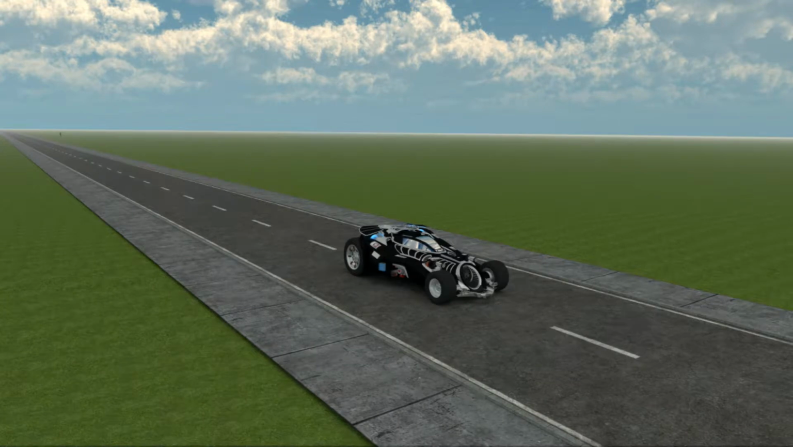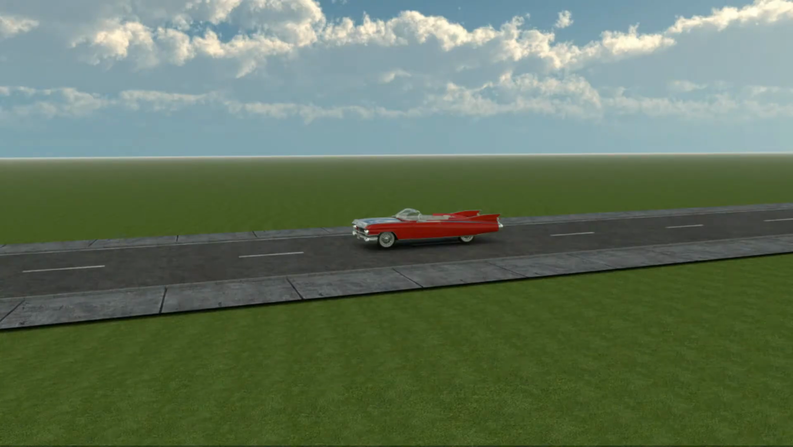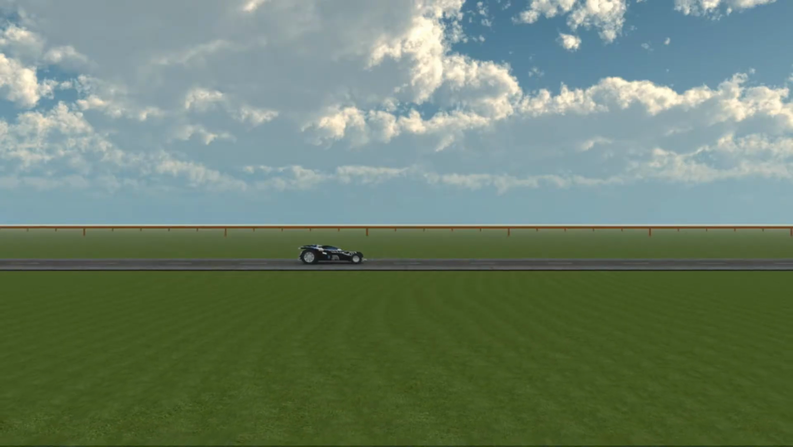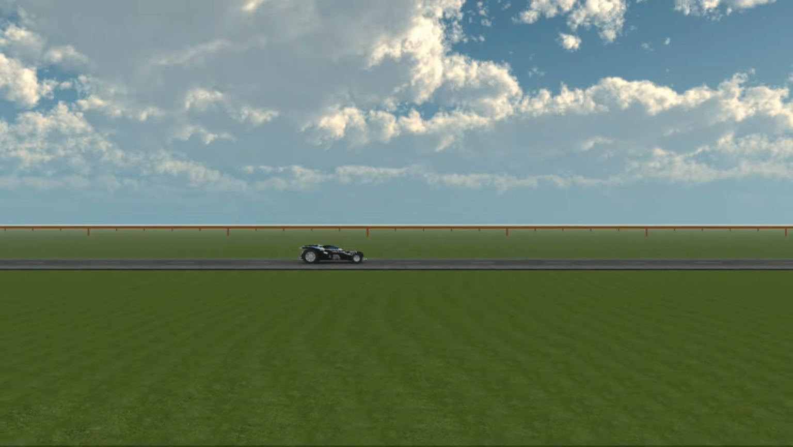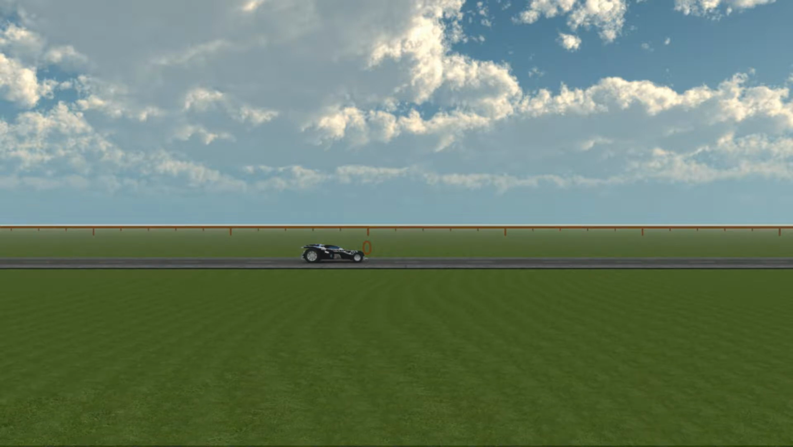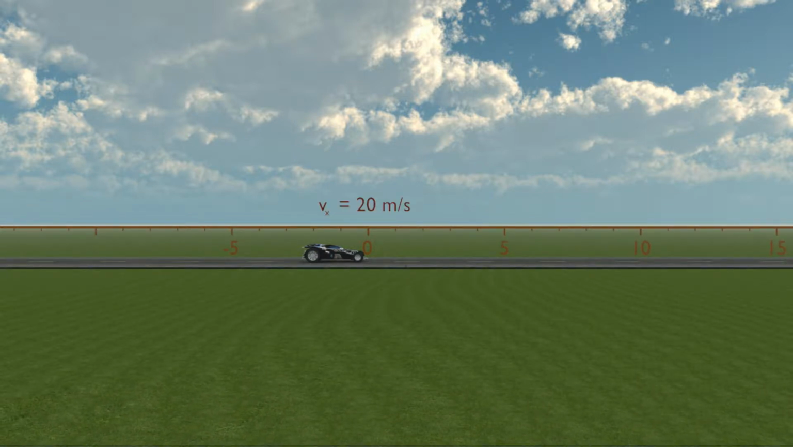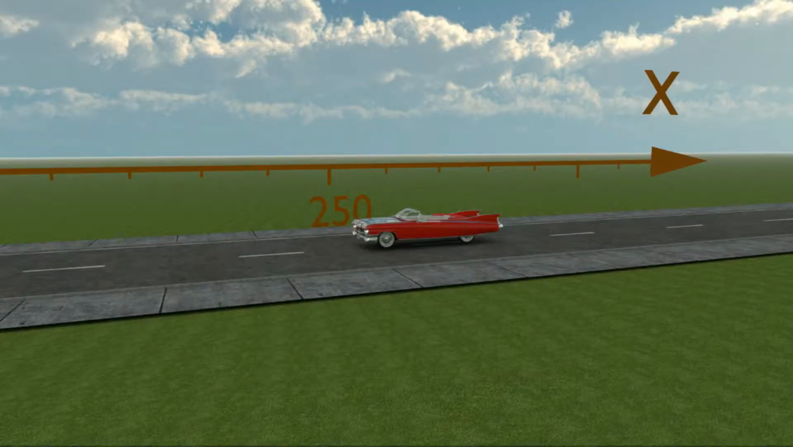Let's say the first car has a speed of 20 meters per second, and the second car has a speed of 30 meters per second. And the cars are separated by 250 meters. Alright, I'm going to choose this to be my x-axis. And I'm going to say that the origin, so the point where it's 0, is right here on the first car. So the velocity in the x direction of the first car is 20 meters per second. The second car is actually moving in the negative x direction. So its velocity in the x direction is minus 30 meters per second.